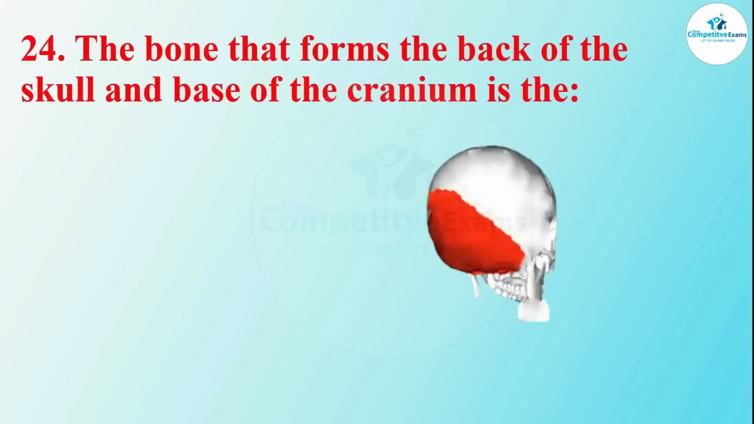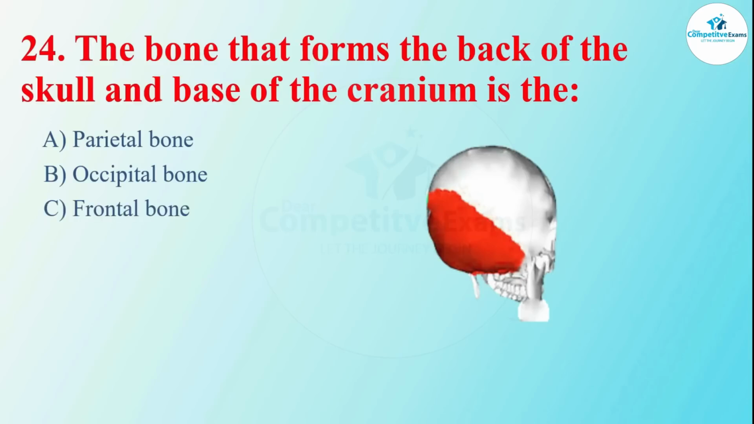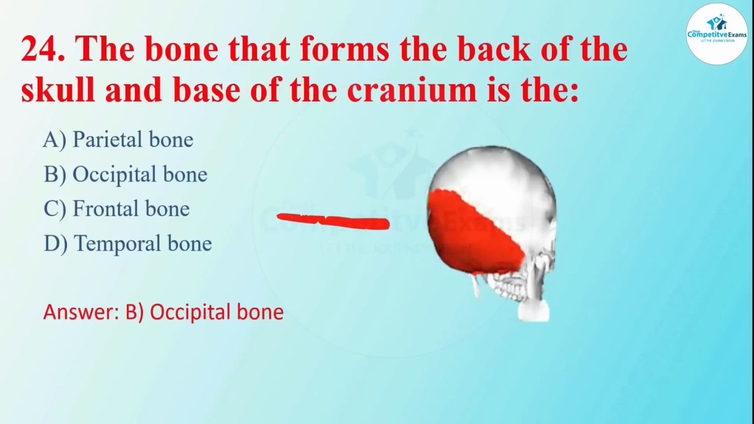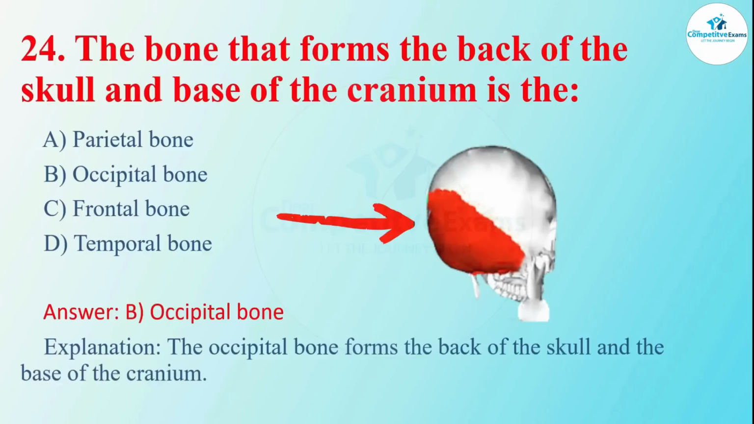The bone that forms the back of the skull and base of the cranium. What do you call that bone? The bone that forms the back of the skull and the base of the cranium. Your options are parietal bone, occipital bone, frontal bone, and temporal bone. The right answer is occipital bone. The occipital bone forms the back of the skull and the base of the cranium.